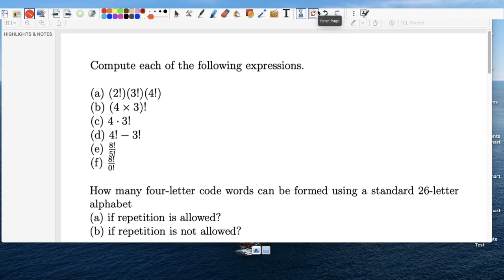that's it. So the first one is, well, 2 factorial is just 2. 3 factorial is 3 times 2, which is 6. 4 factorial is 4 times 3 times 2 times 1, 12, 24. And we got over here 12 times 24. And this is 288.